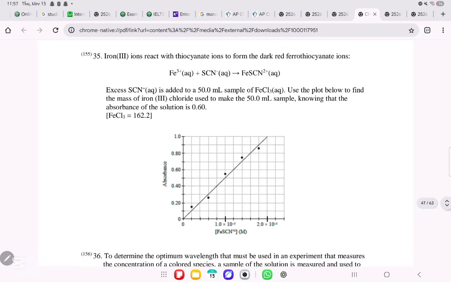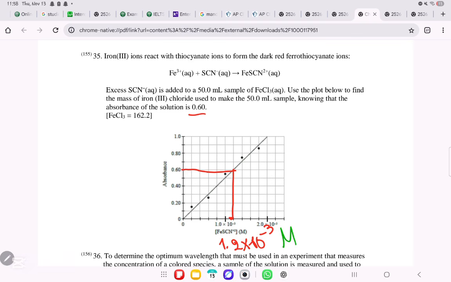We'll move on to question 35. So what do they want in this question? Iron 3 ions react with whatever to form dichloride, blah blah blah. Excess is added to a 50 milliliter sample of this. Use the plot below to find the mass of iron chloride used to make the 50 milliliter sample, knowing that the absorbance of the solution is 0.60. So if the absorbance is 0.60, I will come here and I will use this value, which is 1.2 times 10 to the power of minus 3. You should know how to read the graph. Okay, this is very important. So it's 1.2 times 10 to the power of minus 3. This is the concentration, right?